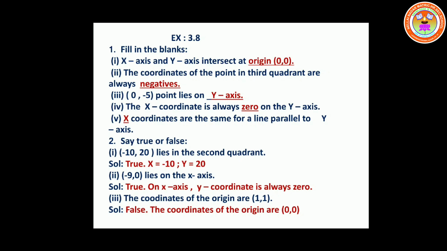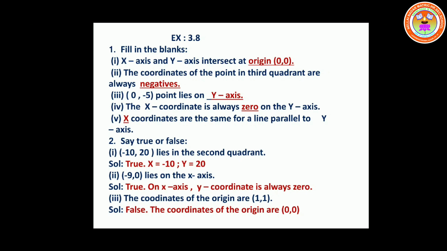Now moving on to true or false. (-10, 20) lies in the second quadrant. Remember the second quadrant? The first quadrant consists of both x and y as positive.